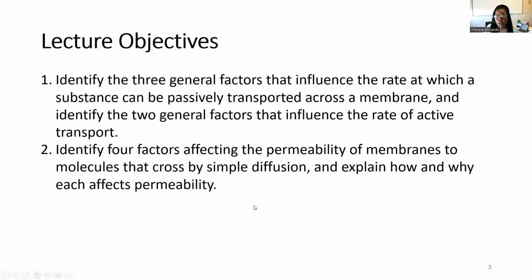Objective 2 is going to get more into permeability. Permeability is how easily something can get through the membrane, and that is going to influence the rate of transport, how fast those things can get through the membrane. And we're going to talk about different things that will affect the permeability.